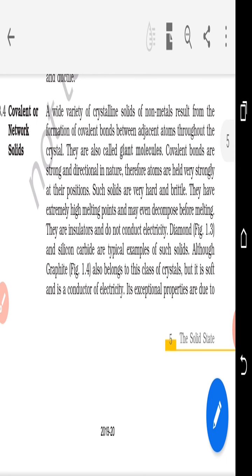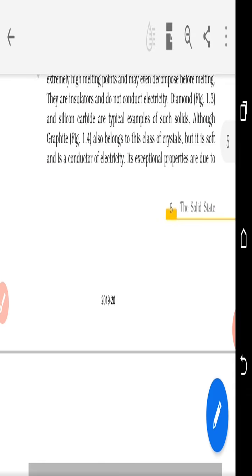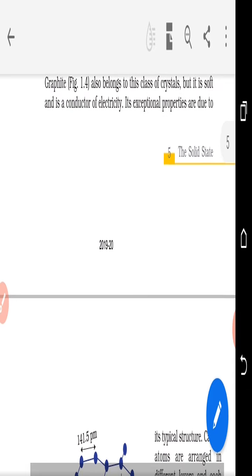This is because to melt such solids, all the covalent bonds must be broken simultaneously, and that will require a large amount of heat, and hence this results in the high melting point of these solids. They are generally insulators of heat and electricity, graphite being an exception. Graphite is soft and a conductor of electricity.